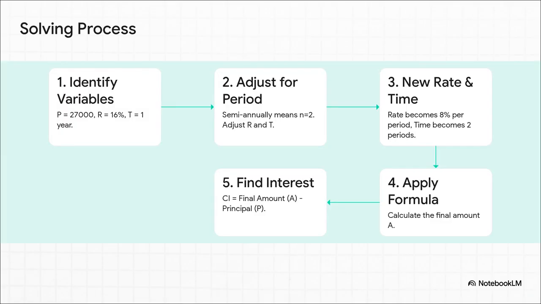This step-by-step process is your best friend. Seriously. First, just list what you know. Then, the key moment. You identify semi-annually, which means N is 2. That one fact triggers the adjustments. The 16% annual rate becomes 8% per period, and the 1 year becomes 2 periods. Once you've done that, you can just plug those new numbers into the formula and solve.